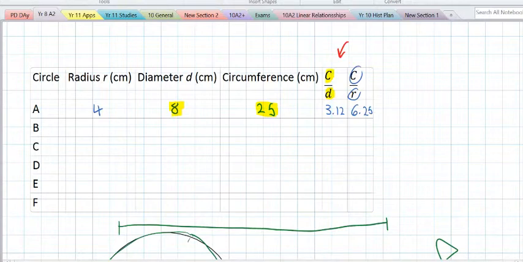Now, what you're going to do is do this for each of the 6 circles. And hopefully you should start noticing patterns in these 2 columns. This one is especially important. This one here. We'll come to that later.